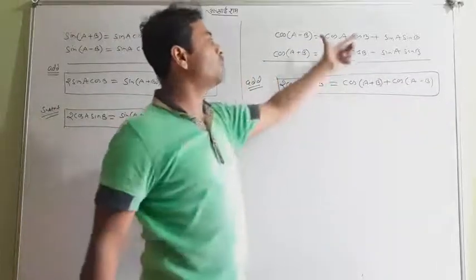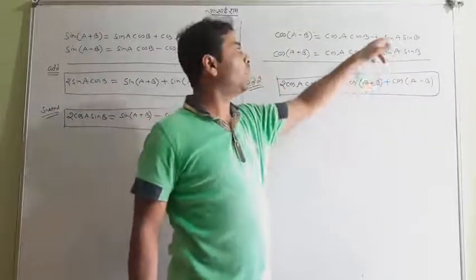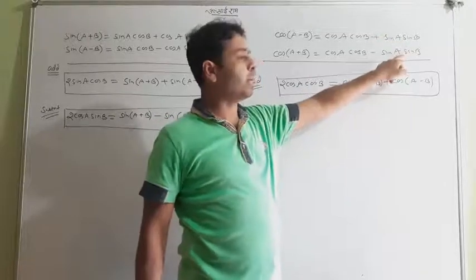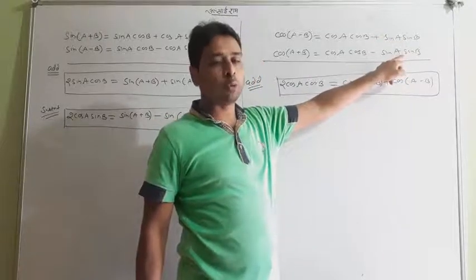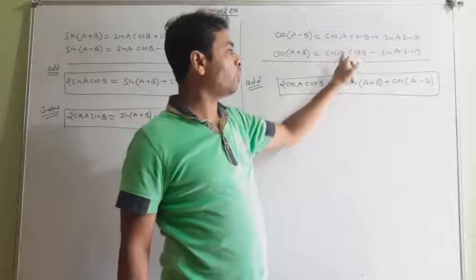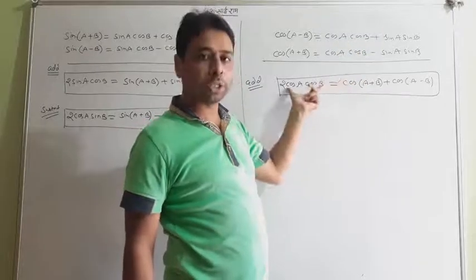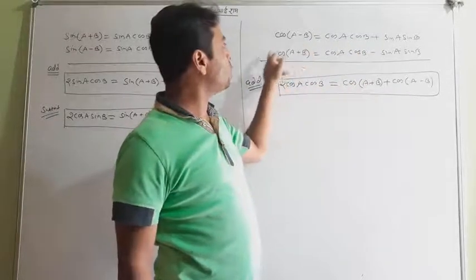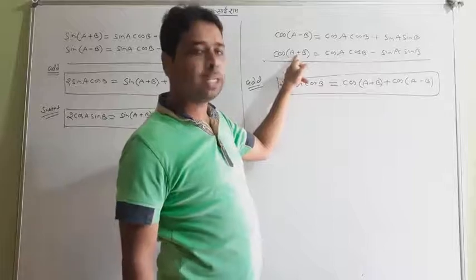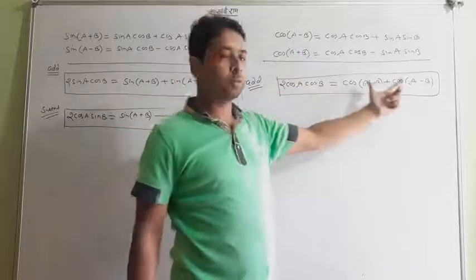On adding these two terms, no sign will change. These two have a plus and a minus sign, so both will cancel. Cos A cos B will be 2 cos A cos B, and the other side is cos(A+B) plus cos(A−B). So this is the way.